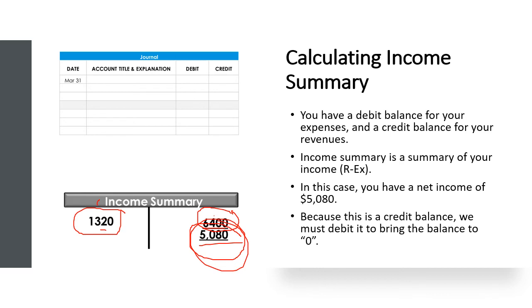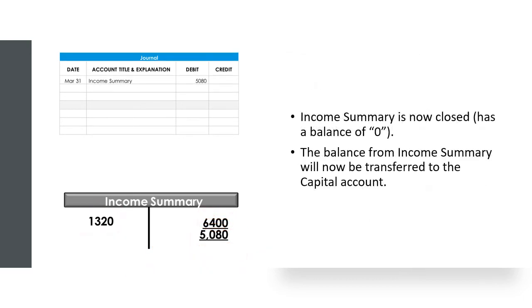Now remember, we want to close our income summary. So how are we going to do that? We currently have a credit balance. So what should we do to it to bring the balance of our T account down to 0? We're going to want to debit it. We take our journal entry and we are debiting our income summary $5,080.